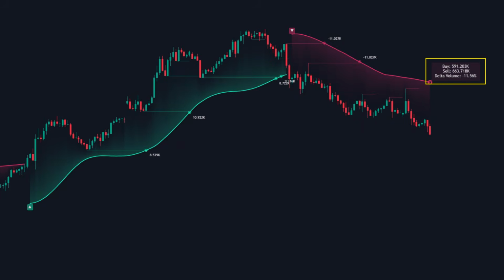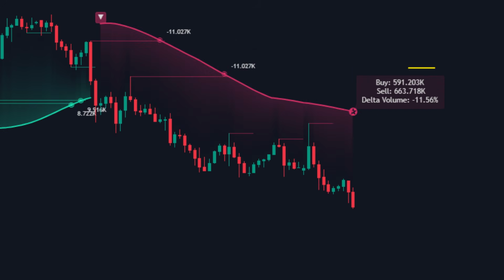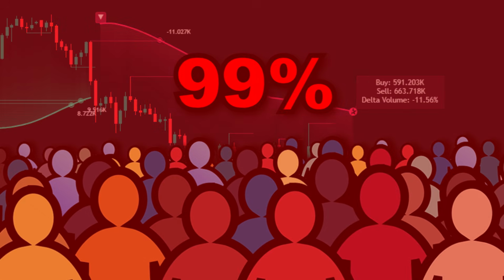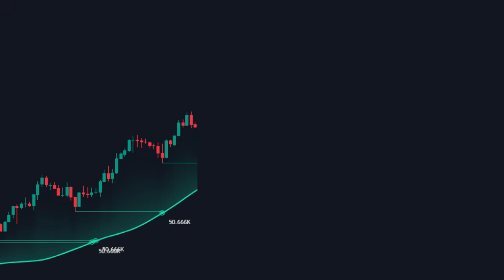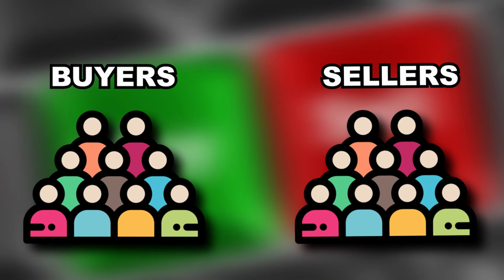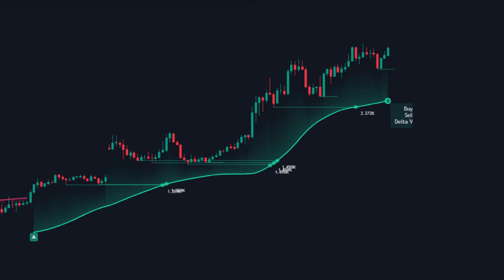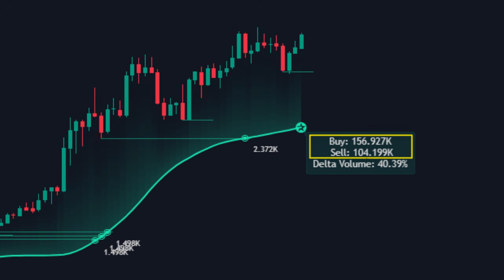See that volume data table? This is the secret sauce that 99% of traders are missing. This table doesn't just show random numbers. When the trend is bullish, it shows you exactly how much buying versus selling volume is happening. For example, in this bullish trend, we can clearly see that buying volume significantly outweighs selling volume.